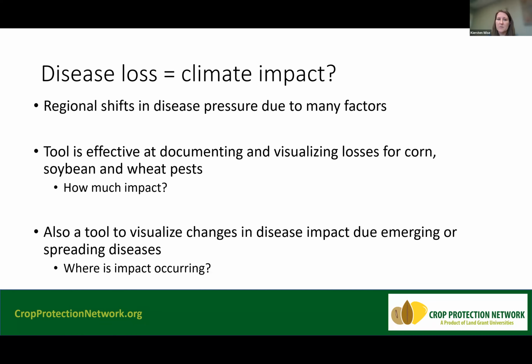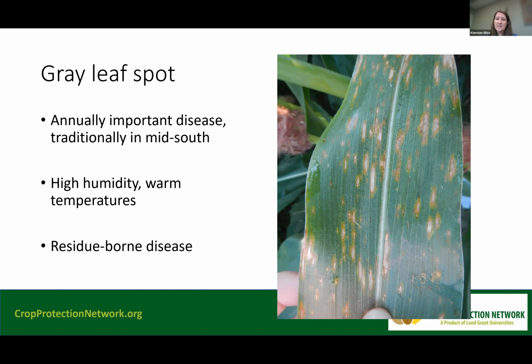And from those data, we can go back and overlay some of that climate data and see if there are trends or things happening that are causing those things to be linked. The example I want to use to illustrate that point is gray leaf spot of corn. You might say, well, gray leaf spot's not a new or emerging disease, at least not in a lot of areas. It's not. But I would argue that we're starting to see more impact from the disease.